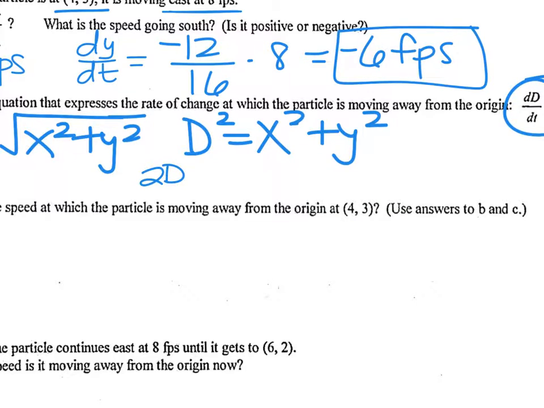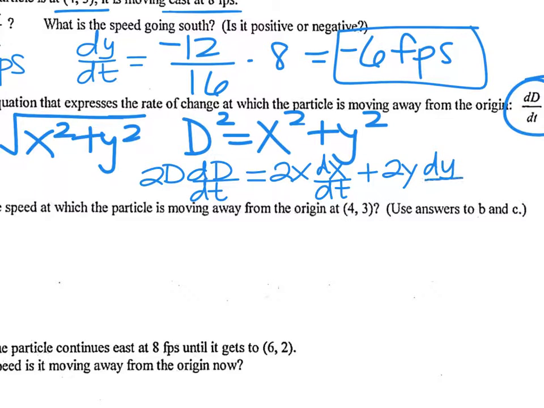2d dd dt equals, so you take the derivative of it, and you put the d dt next to it, and the next one would be 2x dx dt plus 2y dy dt. Yeah, you're getting the hang of it.